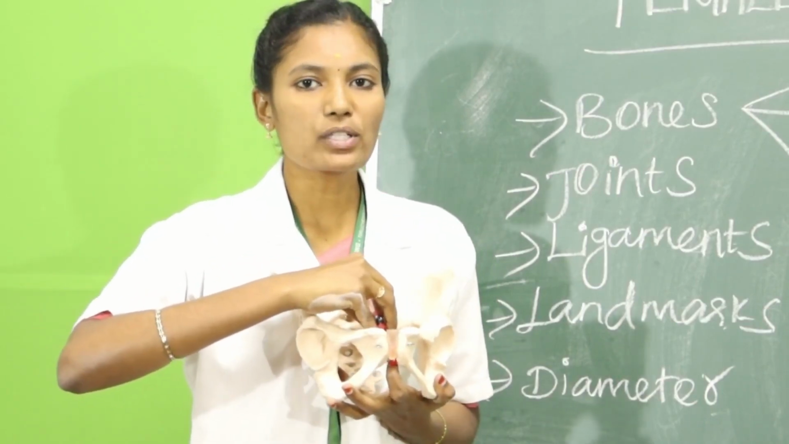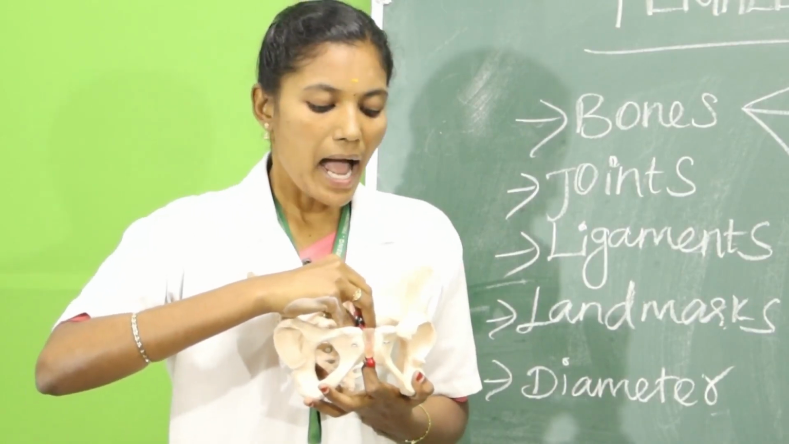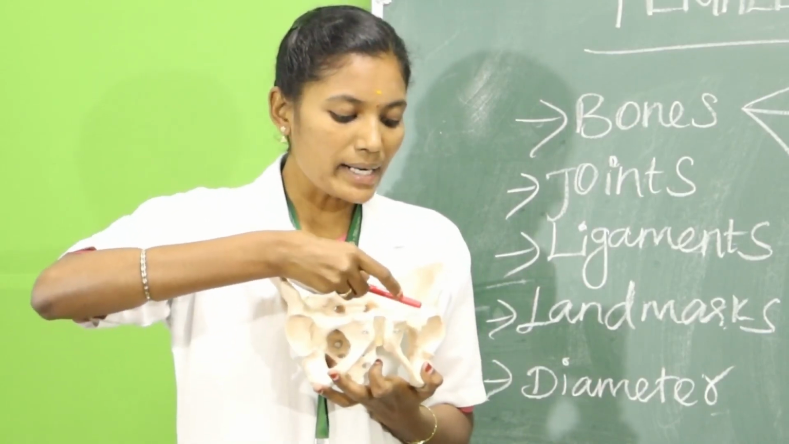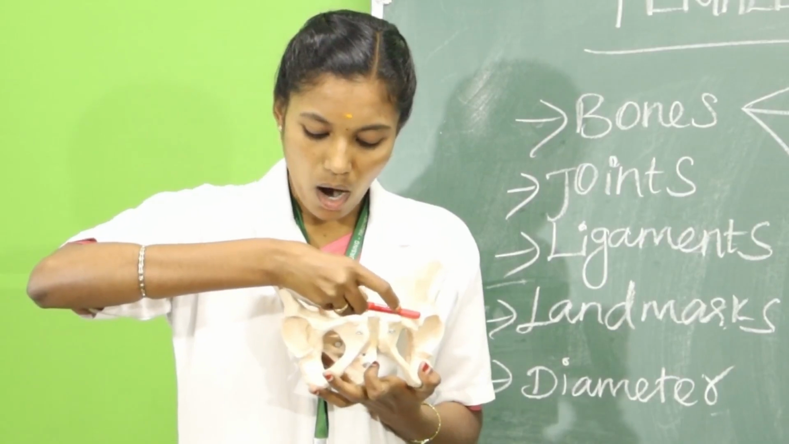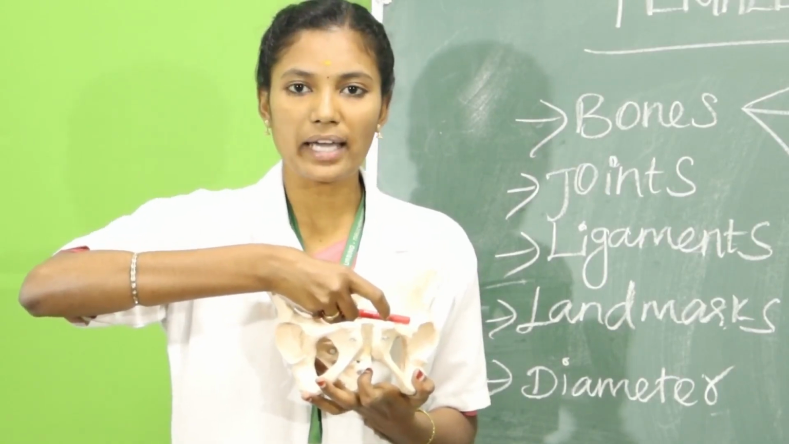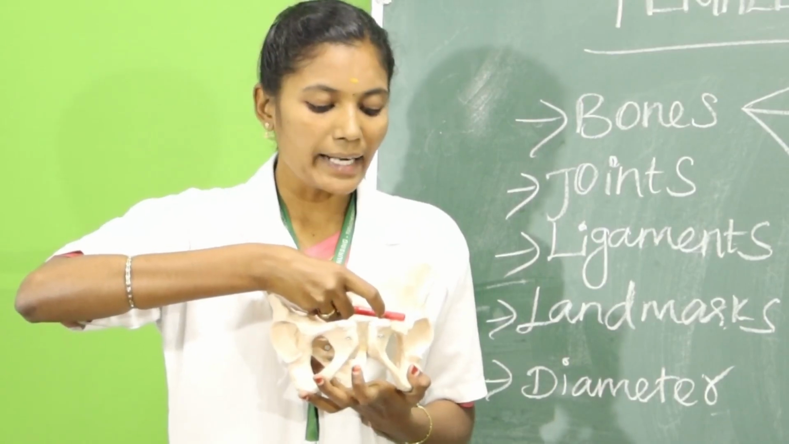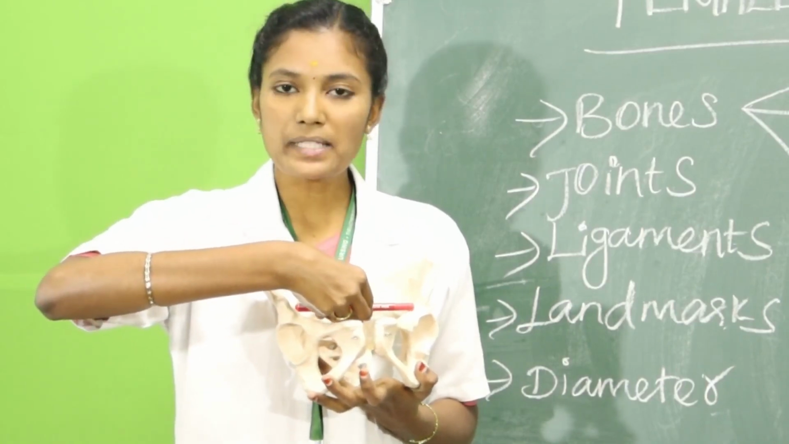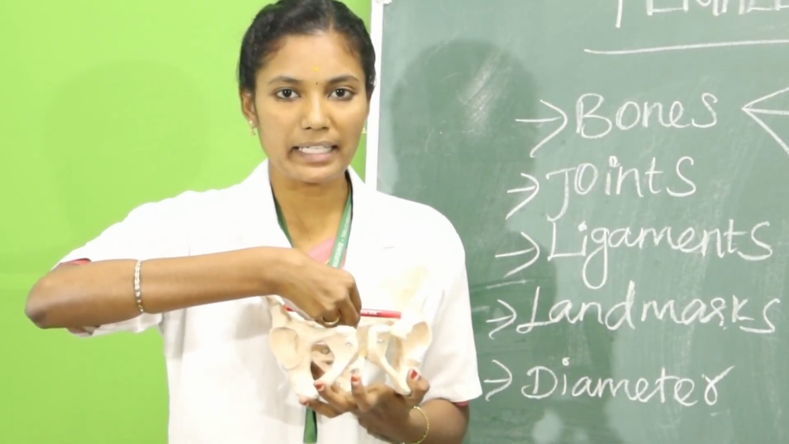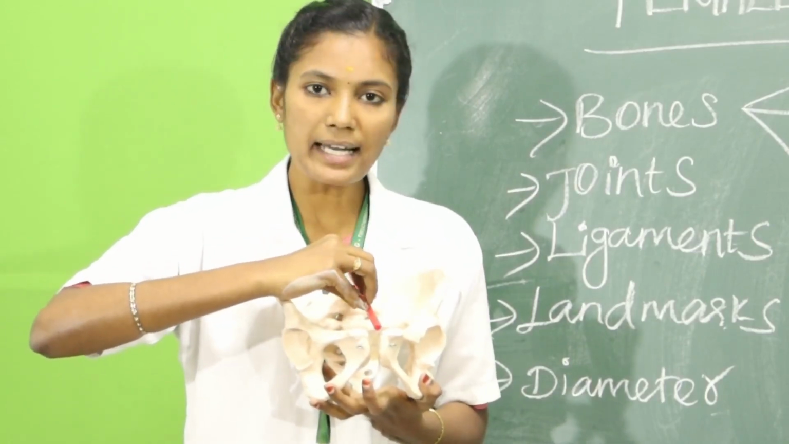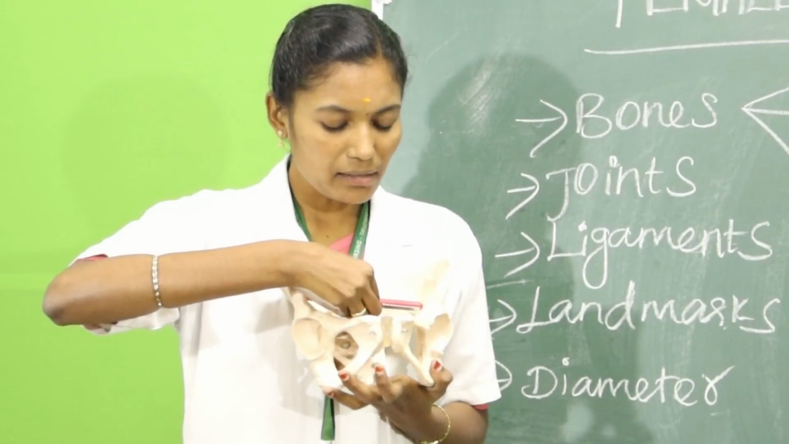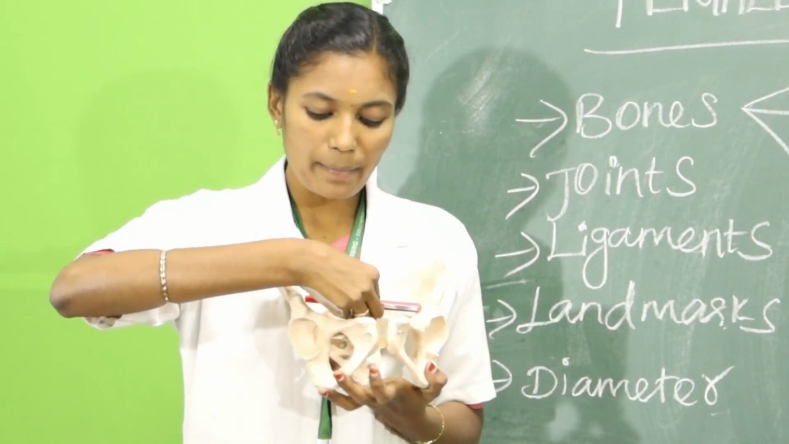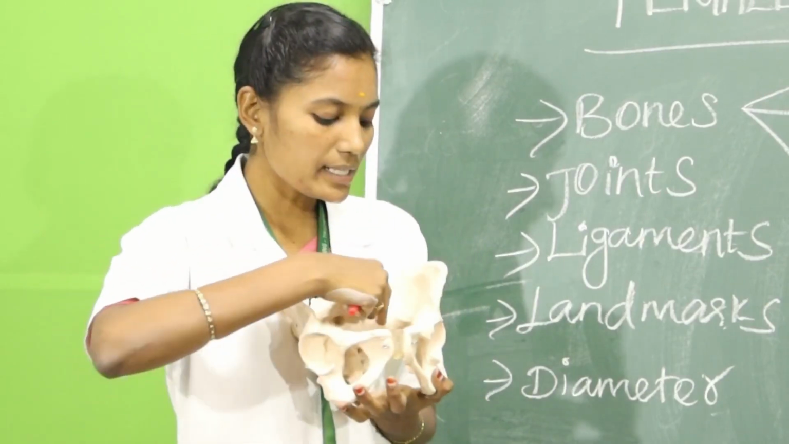So overall the antero-posterior diameter is 11 centimeters. Next is the oblique diameter, from one side's iliopectineal eminence to the opposite sacroiliac articulation, which is 12 centimeters. Next is the transverse diameter, at right angles to the oblique diameter, which is 13 centimeters. So in the inlet the antero-posterior diameter is 11 centimeters, the oblique diameter is 12 centimeters and the transverse diameter is 13 centimeters.